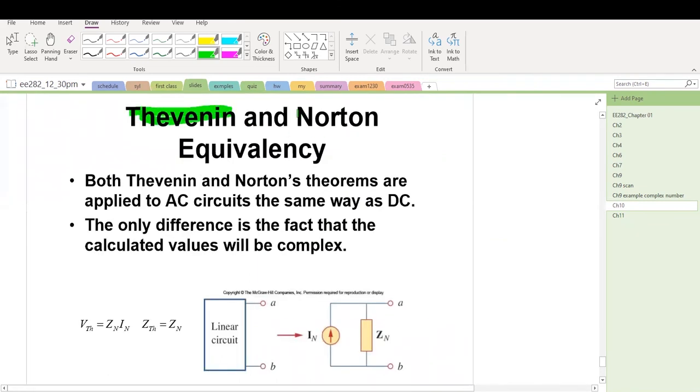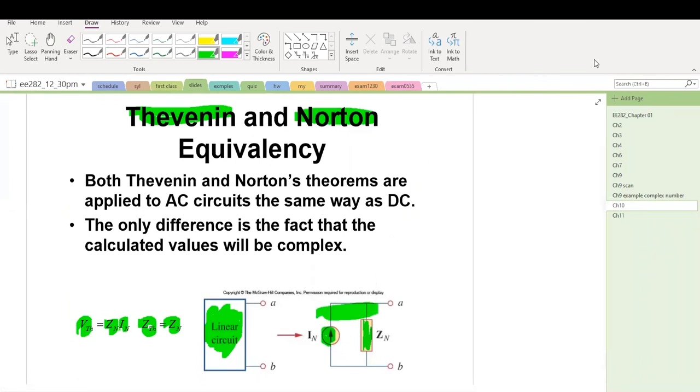Thevenin's theorem and Norton's theorem apply to the phasor domain as well. Any linear circuit which involves sinusoids can be equivalently simplified to a current source in parallel with an impedance ZN. Zth is equal to ZN and Vth is equal to ZN multiplied by IN. This is a Norton circuit.